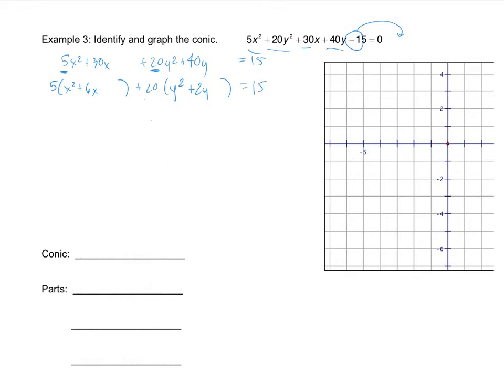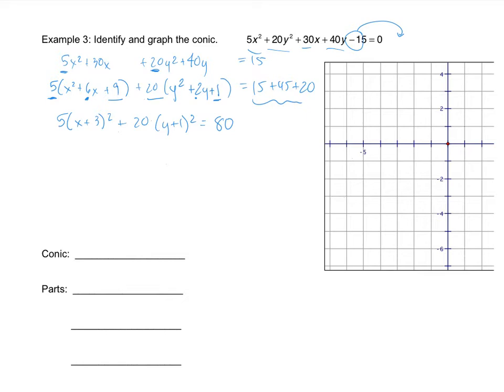Now what are we adding to each of these to complete the square? We'll take half of 6, which is 3, square it, so we're adding 9. But we're not just adding 9 to the other side, we're adding 9 times 5, which is 45. In the case of the y, to complete the square, half of 2 is 1, squared is 1, but we're not adding 1 to both sides, we're adding 20 to both sides. So now let's factor that perfect square trinomial with respect to x, factor the perfect square trinomial with respect to y, and sum the right-hand side.